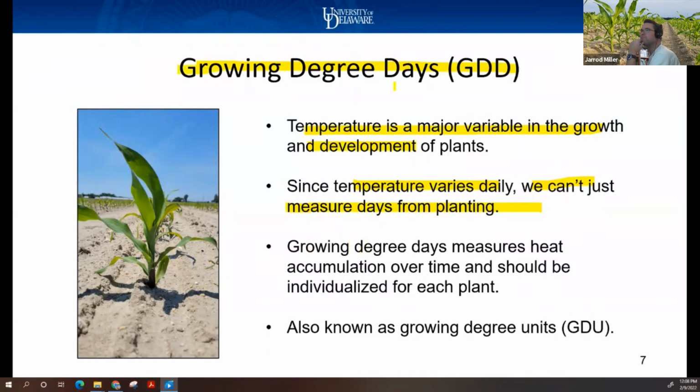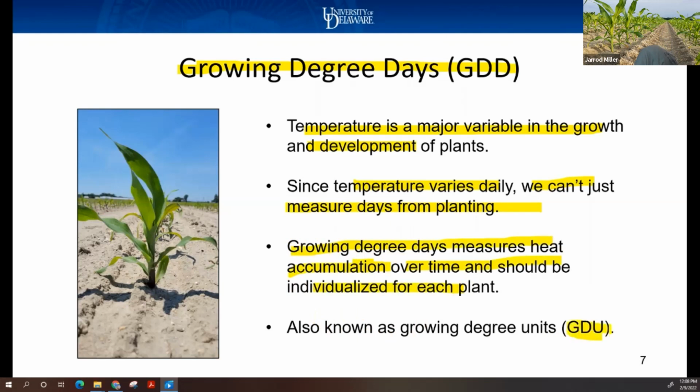So what they figured out to do was a calculation to figure out how temperature affected growth that day. And we do that for a lot of crops. It doesn't work as well for soybean, but it does work very well for our grasses like corn and small grains. So growing degree days measure heat accumulation. So temperature, if it's warm enough, how it accumulates over time, and it's individualized for each plant. You can't take the growing degree units or separation of stages and apply it to different plants. Each one's going to have its own response to temperature.